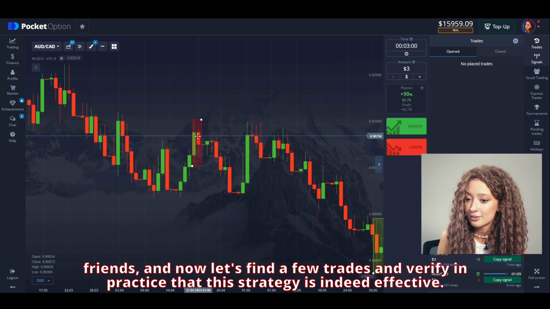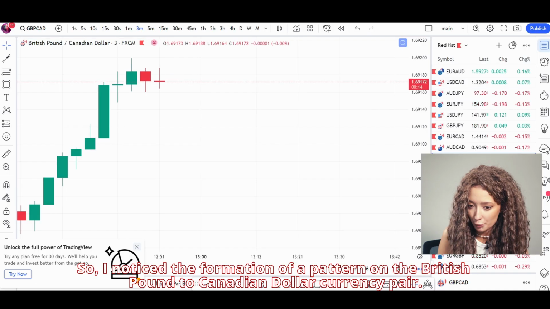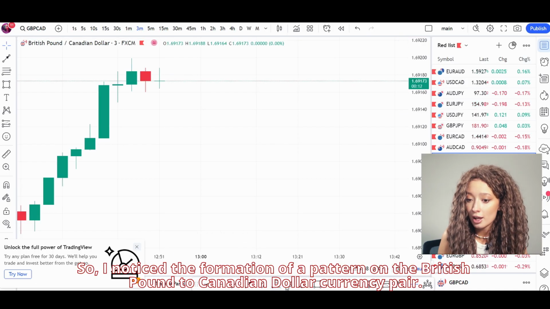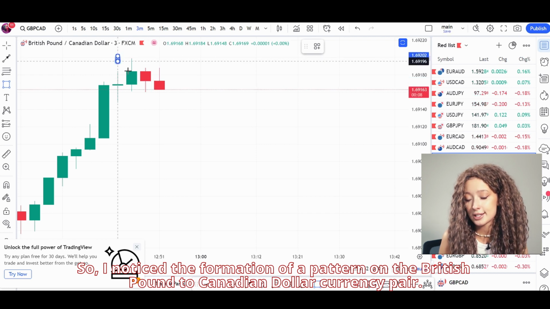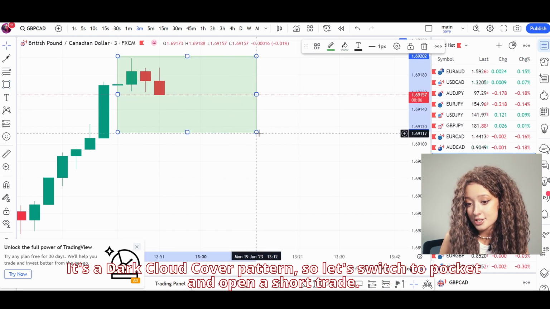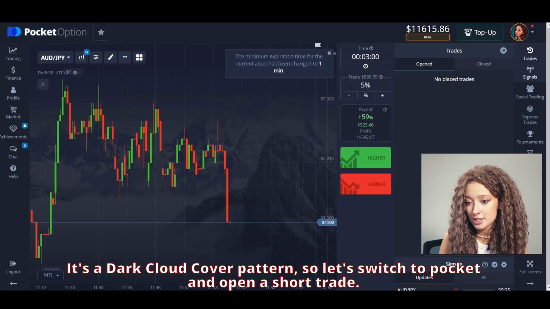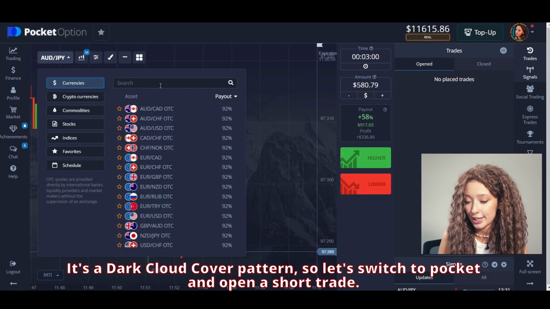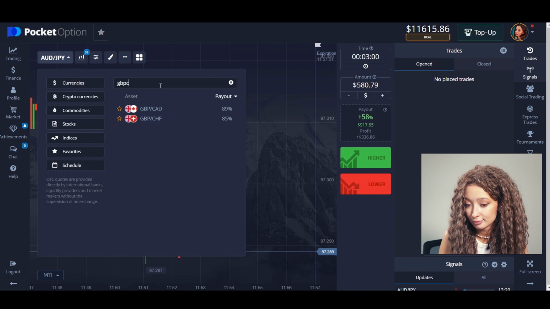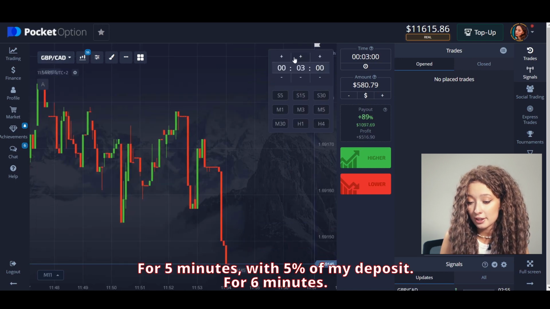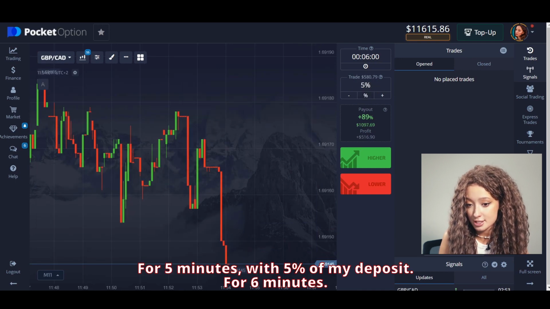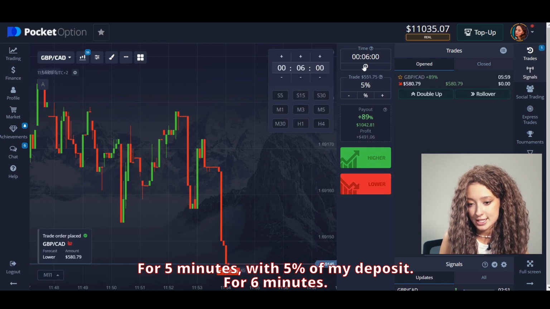And now let's find a few trades to verify in practice that this strategy is indeed effective. So, I noticed the formation of a pattern for the British pound to Canadian dollar currency pair. It is a dark cloud cover pattern, so let's switch to Pocket Option and open a short trade for 6 minutes within 5% of my deposit.